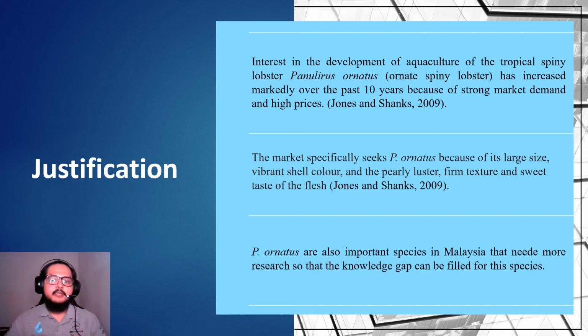The reason why this study is very important is because interest in the development of aquaculture of the tropical spiny lobster Panulirus ornatus has increased markedly over the past 10 years because of strong market demand and high price. Second, the market specifically seeks P. ornatus because of its larger size, vibrant shell color, and the firm, lustrous texture and sweet taste of the flesh. And third, P. ornatus is also an important species in Malaysia in the coral reef area, so this research will also fulfill the knowledge gap.